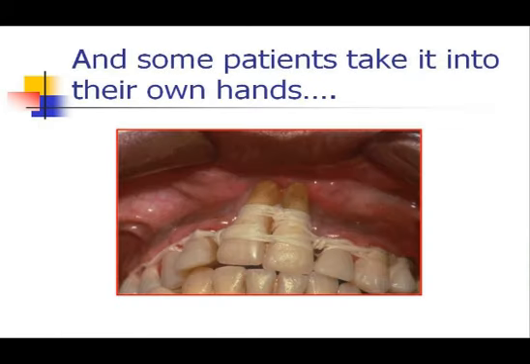And some patients took it into their own hands. This patient used dental floss, and in the mirror, she was able to thread it through these interproximal areas to hold the teeth together. She was able to maintain those teeth, but the two central incisors were completely out of the periodontium. When the patient came into our emergency clinic, we needed to remove this splint.